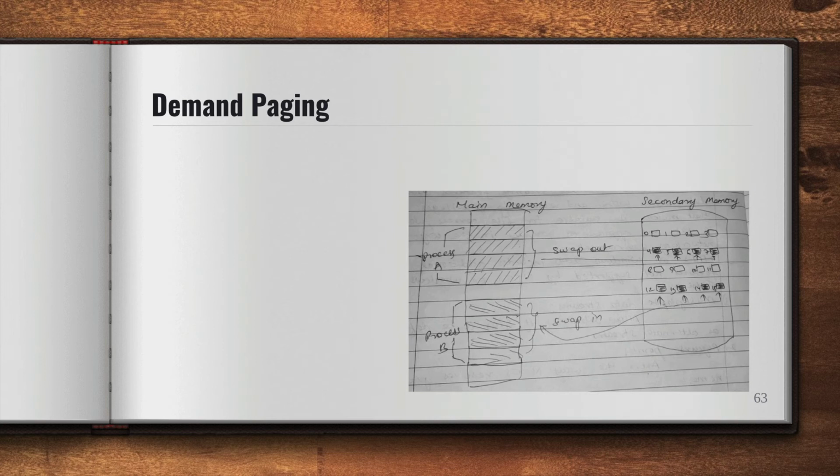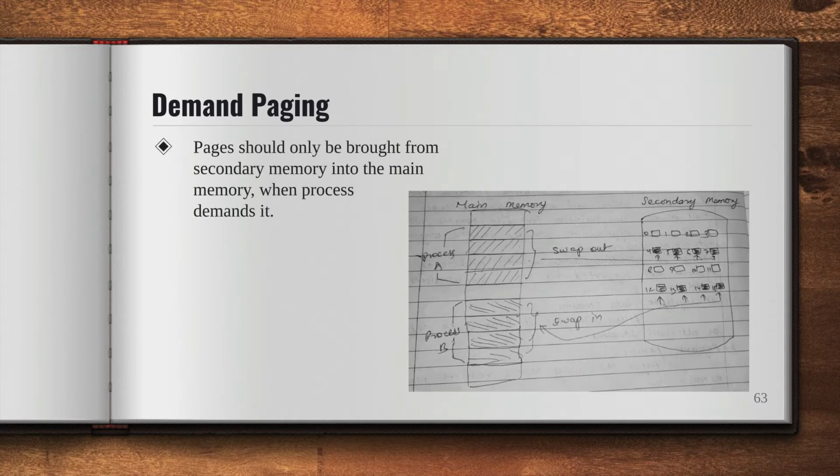Hello and welcome everyone. In this video, we are going to talk about demand paging. Demand paging means that the pages should be brought from secondary memory to the main memory only when the process demands it.